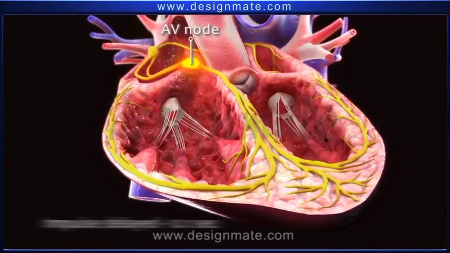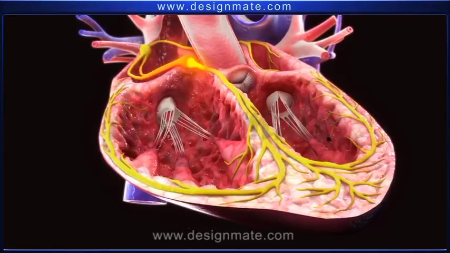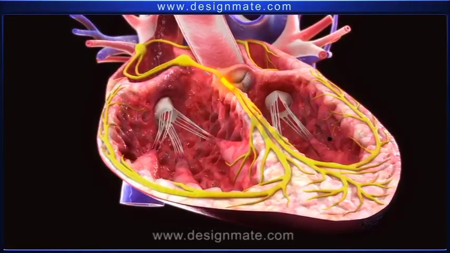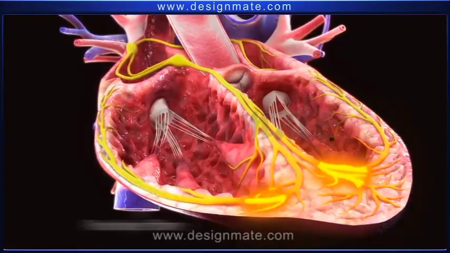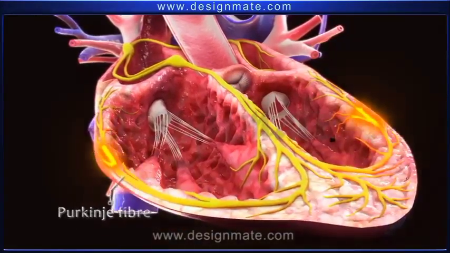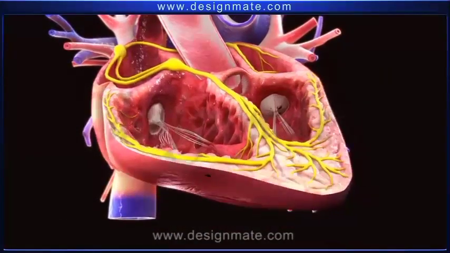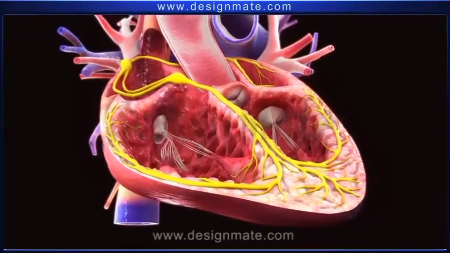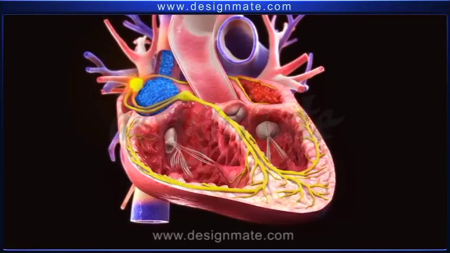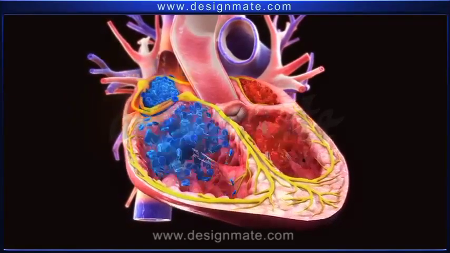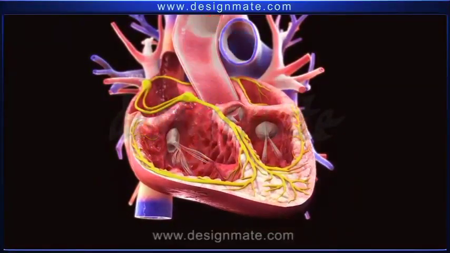Here, the impulse is delayed for about 0.1 second, after which it moves along the bundle of His, bifurcates into bundle branches before spreading along the Purkinje fibers. The impulse reaches the lateral ventricular walls and causes its contraction. Thus, the impulse generated at the SA node causes atrial contraction and flow of blood into ventricles, and then the ventricles contract, pumping the blood out of the heart.